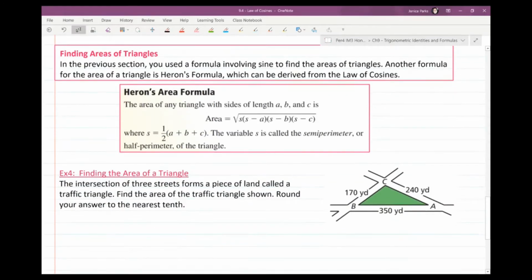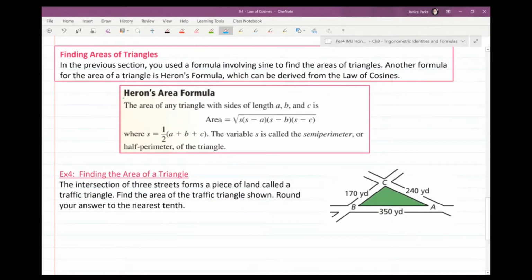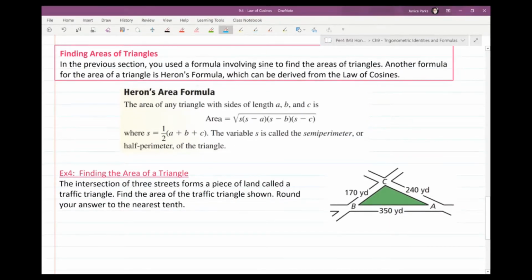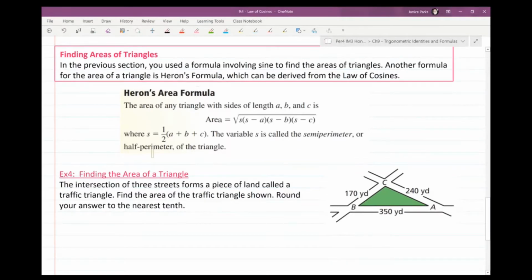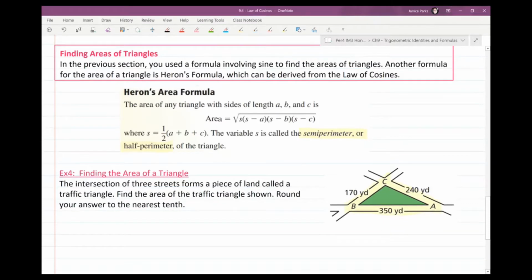All right, so finding the area of a triangle using this formula is called Heron's formula. What we use is the semi-perimeter. The semi-perimeter, or the half perimeter, is basically exactly what it sounds like: the perimeter of this triangle, but then we divide it by 2.